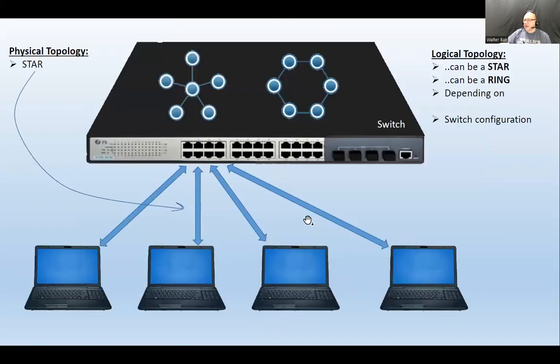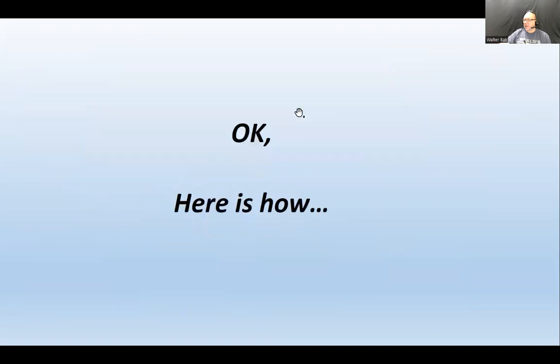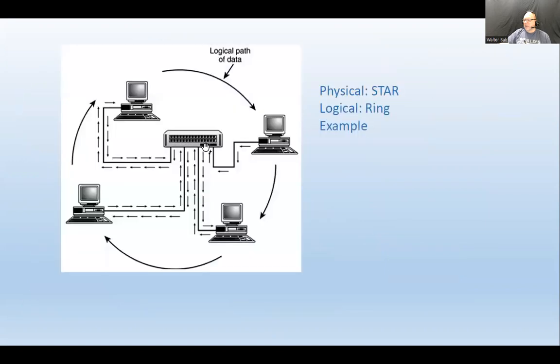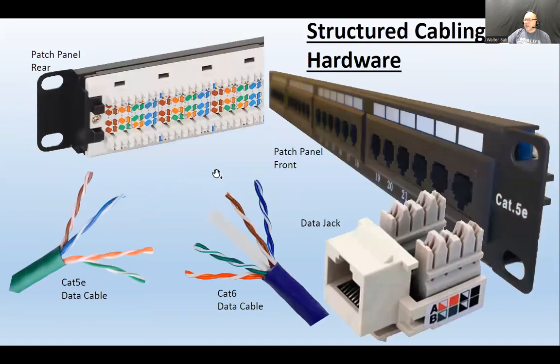So if you imagine there's a switch and a bunch of computers are connected to it, depending on how it is configured internally as far as signal routing, it could work as a star, it could work as a ring. Again, highly hypothetical situation. All right. And this would be how the signal would travel in the ring topology.